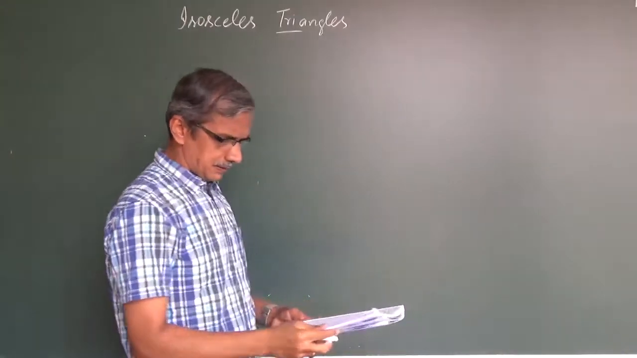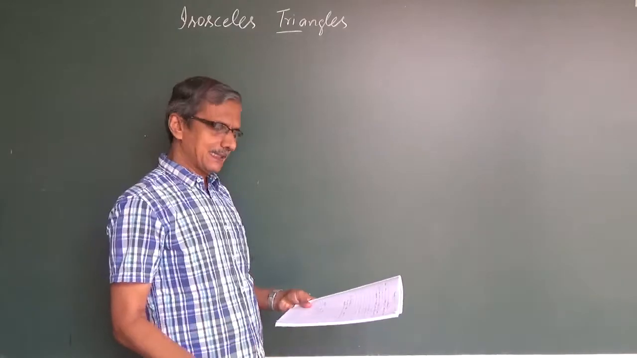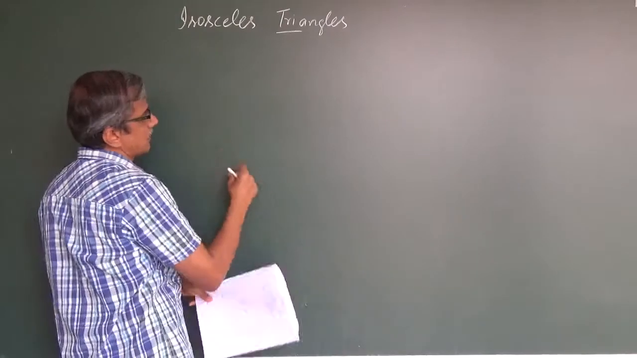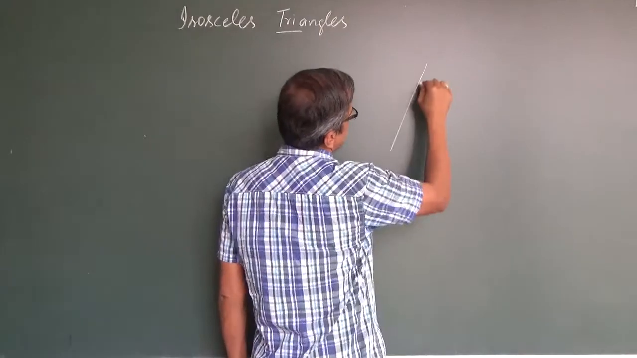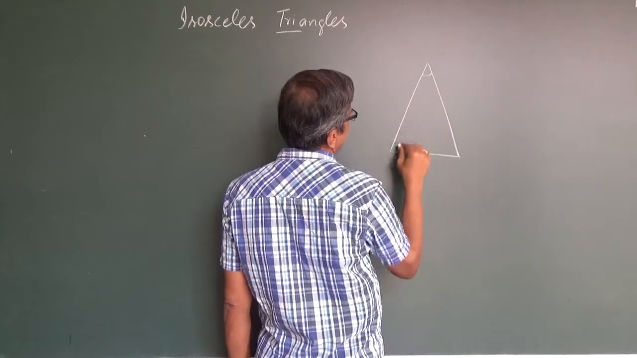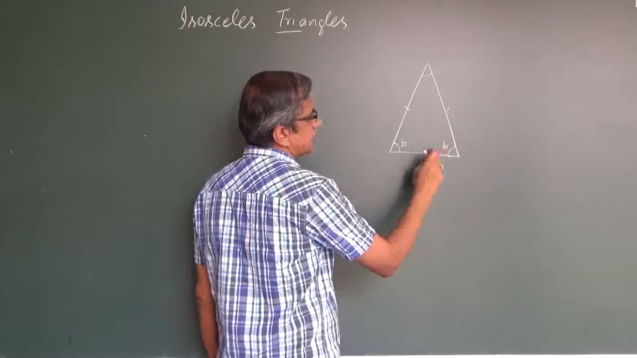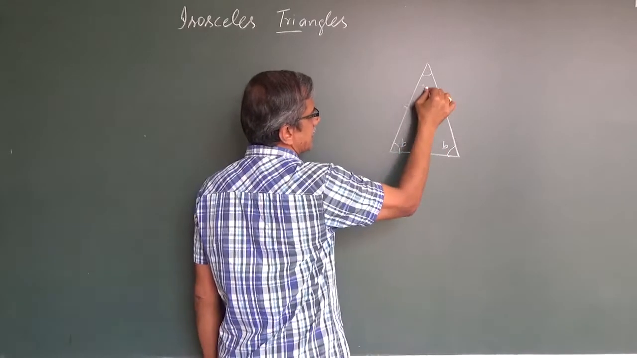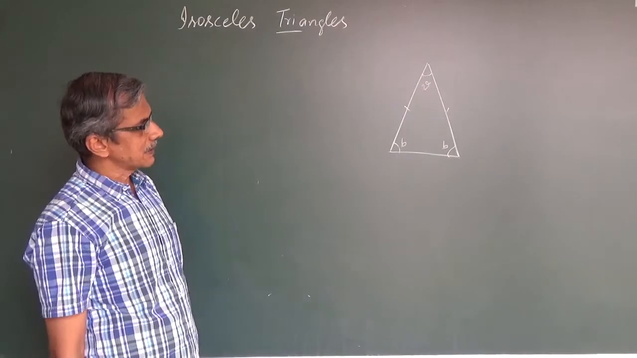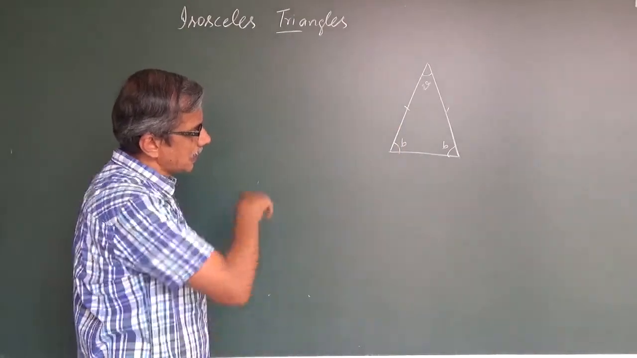Many other related things we can prove. We will do that in another class, another video. Now we will just solve a few problems. Another thing is, in an isosceles triangle, the equal angles are called base angles. This is called the vertical angle or vertex angle. So these two are called base angles.